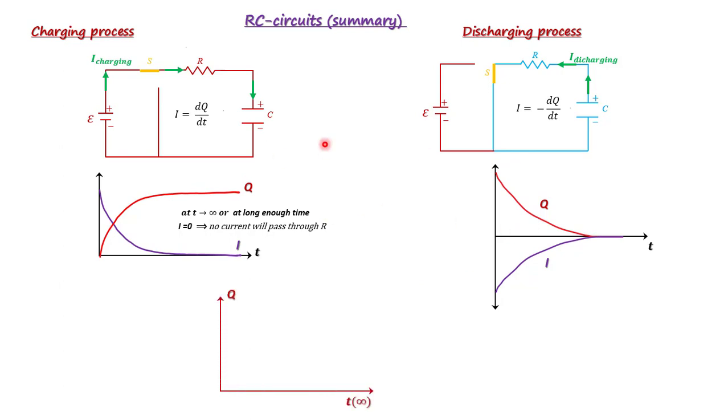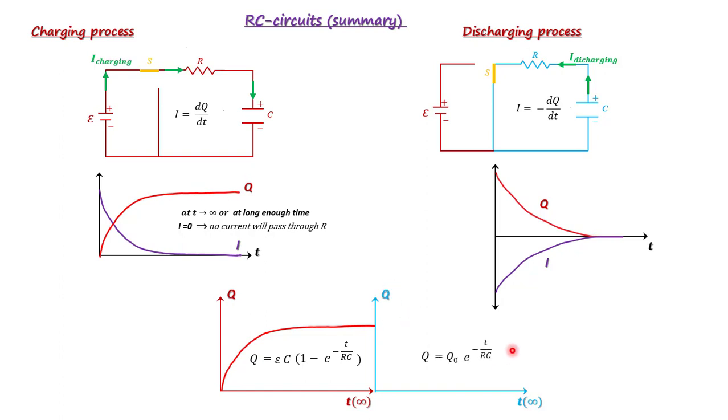Now let's combine these two pieces of information. Q as a function of time for the charging process: the equation for the charging process is epsilon C times (1 minus e to minus t over RC). When we plot this, we get this picture. Now for the discharging process, again, Q as a function of time is Q0 e to minus t over RC, and there's an exponential decrease. At time t equal to 0, we have a maximum value, and then it becomes 0.